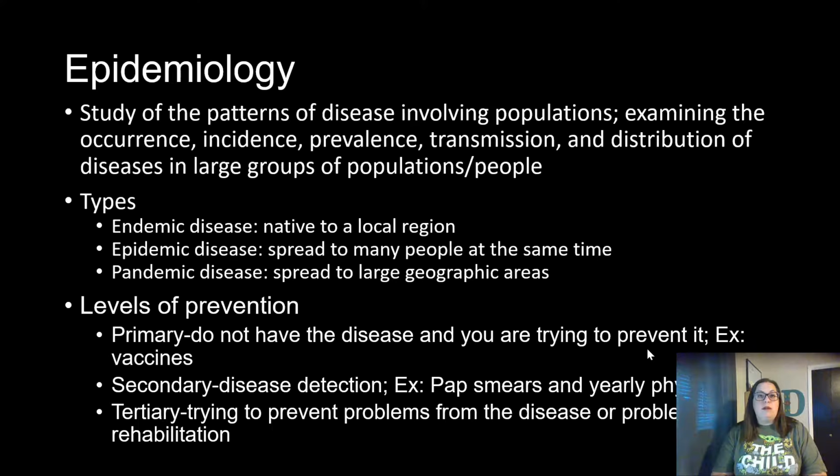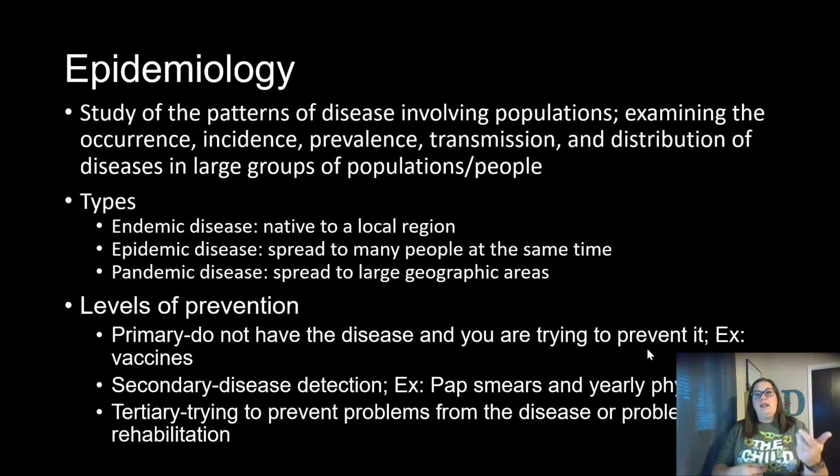We can also be proactive when we look at primary prevention by exercising, eating right, and trying to keep a healthy lifestyle. The secondary type of prevention is disease detection. These are the tests for early detection, like pap smears, your yearly physical, a mammogram, that type of thing. Tertiary is trying to prevent problems from the disease itself, like rehabilitation.